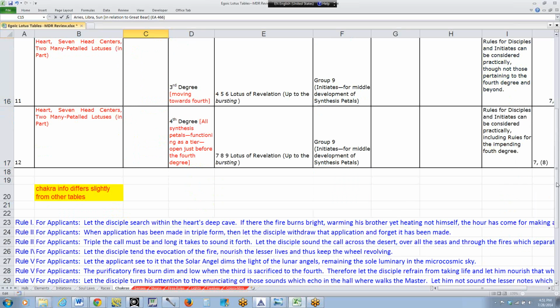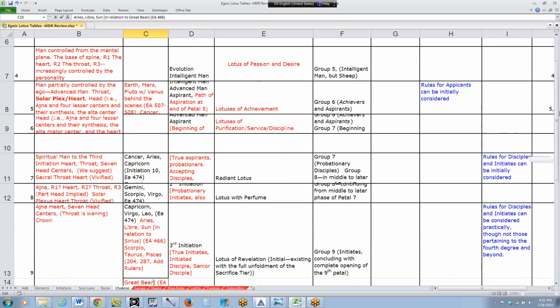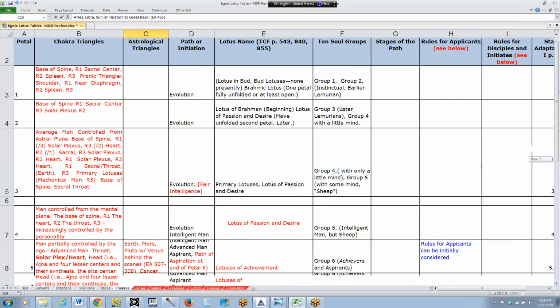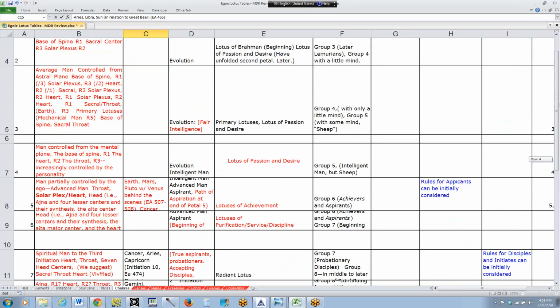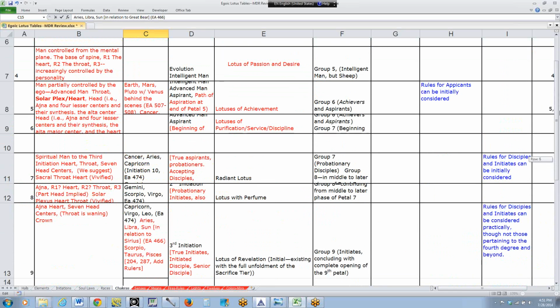I think I've only listed those. And that's enough, because we don't want to be overwhelmed by possibilities. We did talk about the various paths and how we're on the path of evolution for the first 3 petals, and how intelligent man emerges really at the 4th. He's partially integrating. And then at petal number 5, intelligent man, advanced man, the aspirant, and I want to also put in creative man, and the path of aspiration at the end of petal 5. And then petal 7, true aspirants are coming in here. Well, I want to put in here probationers at petal 6.